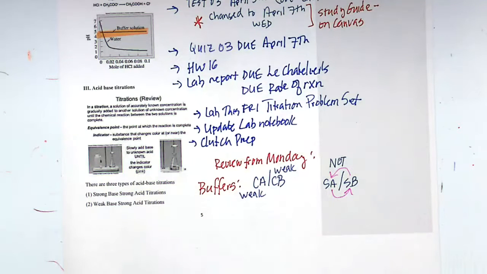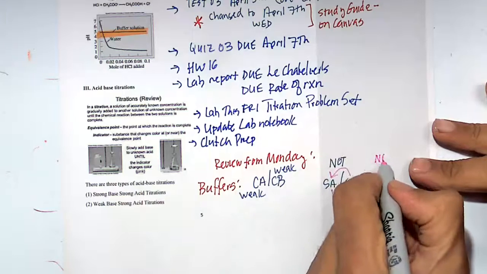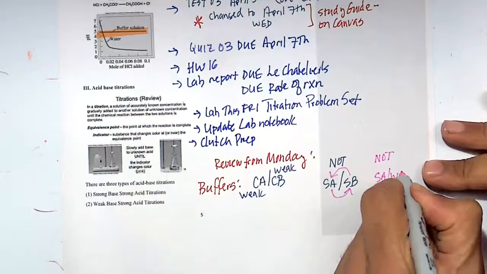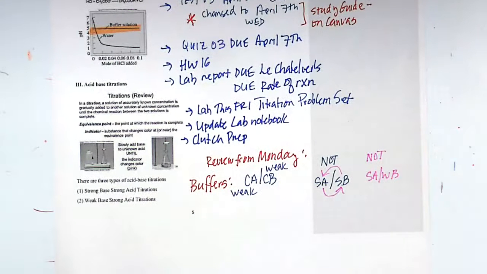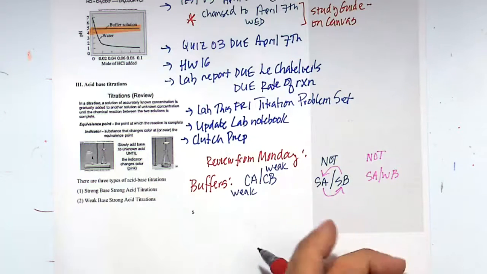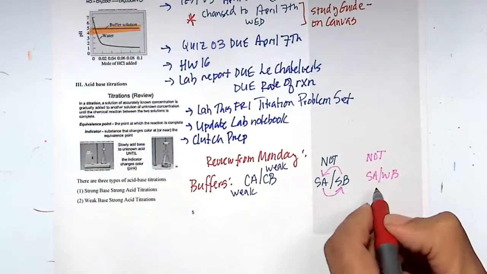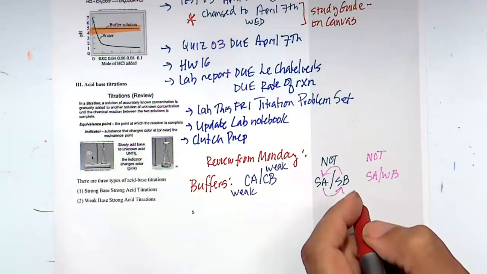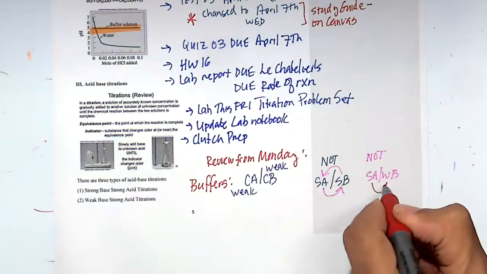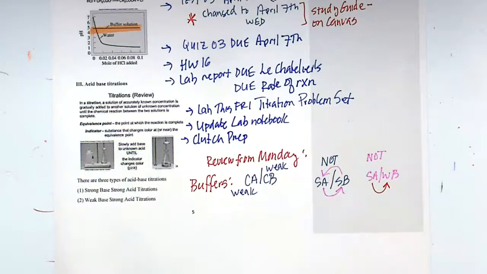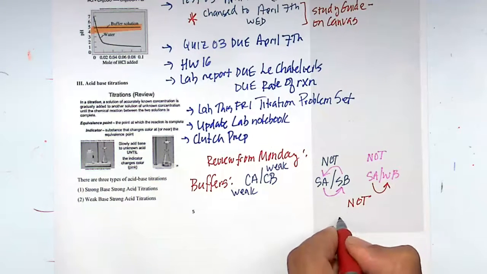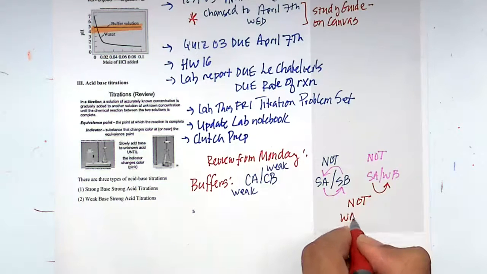Why is a buffer not a strong acid with a weak base? Why is that not a good combination for a buffer? Right, the strong acid would eat up all the weak base, so this is not a good combination for a buffer. And then finally, a buffer is not a weak acid with a strong base.